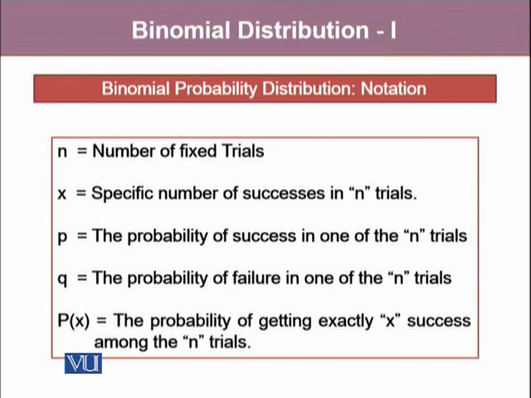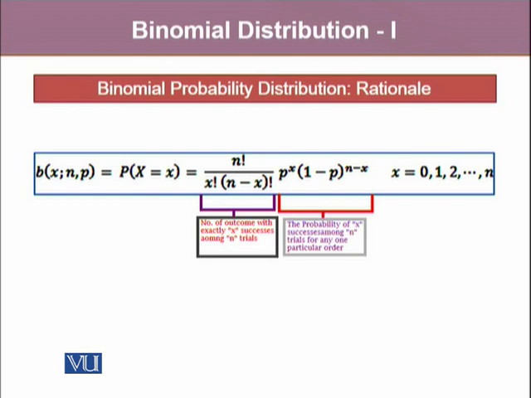There are a few components of the probability mass function of the binomial probability distribution. The first one is n. And keep it in mind, this is a small n, which denotes the number of fixed trials. It denotes the number of times we will repeat our Bernoulli trials. X is the specific number of successes in n trials. P is a probability of success in one of the n trials, and Q is a probability of failure in one of the n trials. Whereas P of X denotes the probability of getting exactly X successes among the n trials.